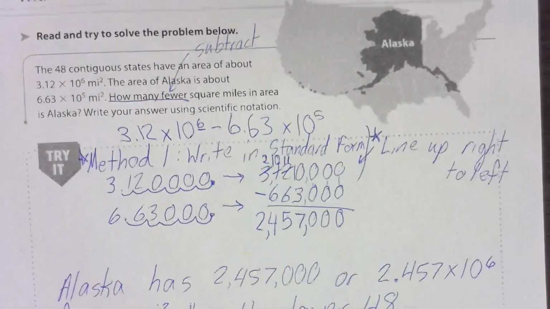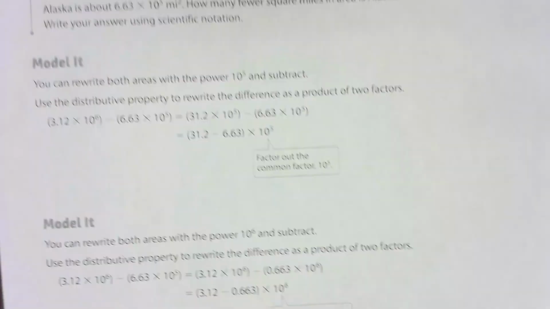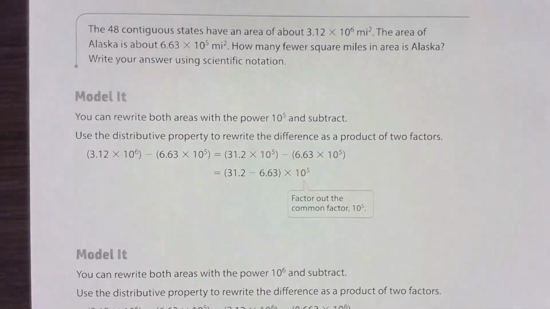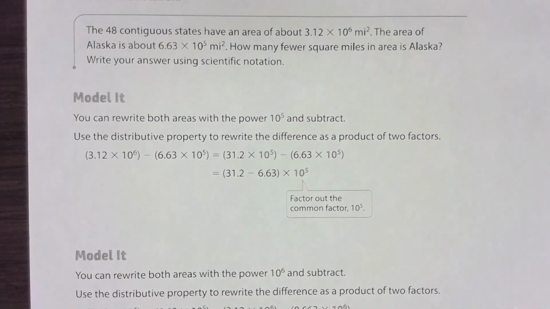Our book gives us a method 2, though. Our book says, hey, my friends, you know that you can do everything you want to in scientific notation. You don't have to jump back and forth like Mr. Gibbs just showed you. Like, I don't know why he would show you that. The book is upset, and I understand, okay?